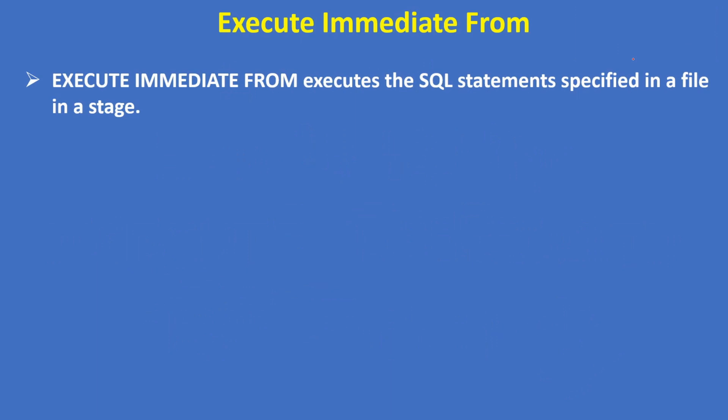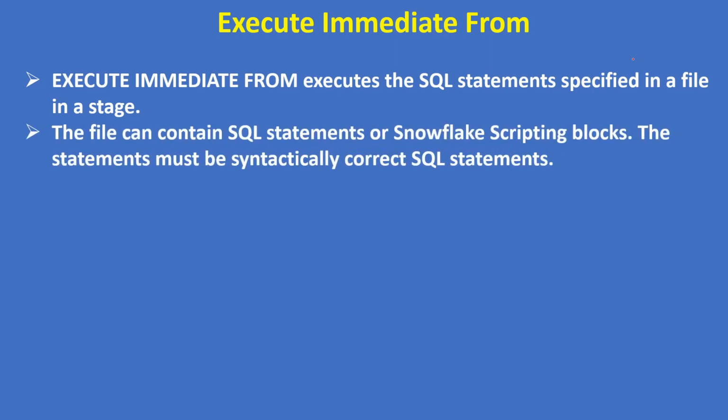Execute immediate from executes the SQL statements specified in a file in a stage. Here the stage could be either an internal stage or an external stage. The file can contain SQL statements or Snowflake scripting blocks. So inside the file you can keep more than one SQL statement. If you are going to keep more than one, you have to separate them by semicolon.